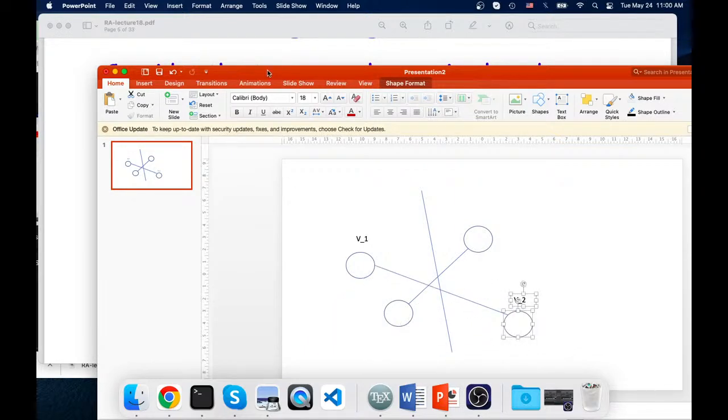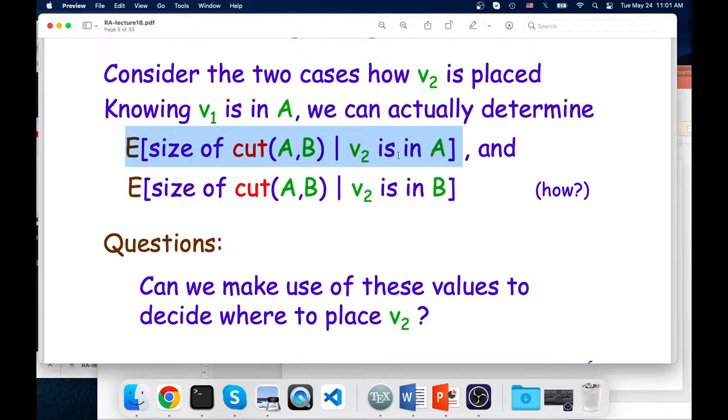So in such a case, this is what I want to say. Given the knowledge that V2 is in A, we can see that some of the edges are already fixed. We know that there's no longer any randomness there. Some of the edges will never appear, but some of them will always appear. So some of them are already known. But for the remaining edges, each one of them still has a chance of 1/2 to be there.